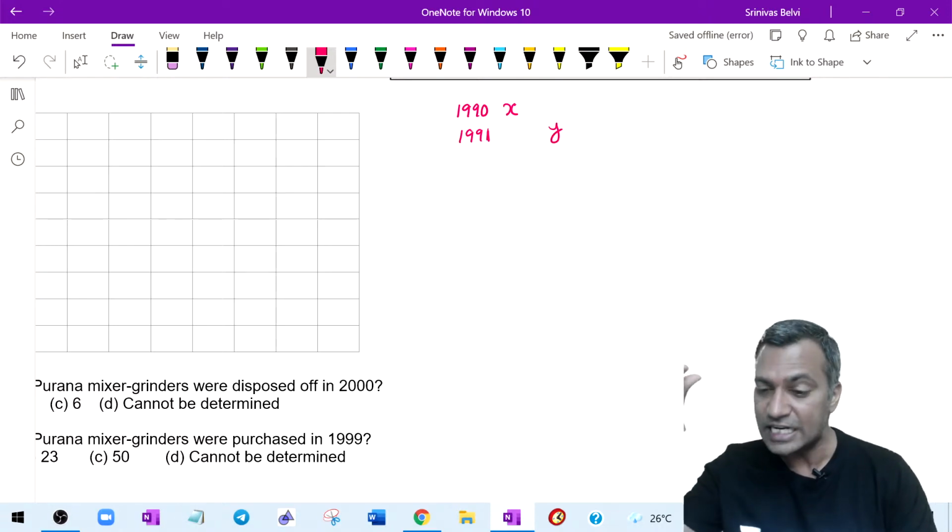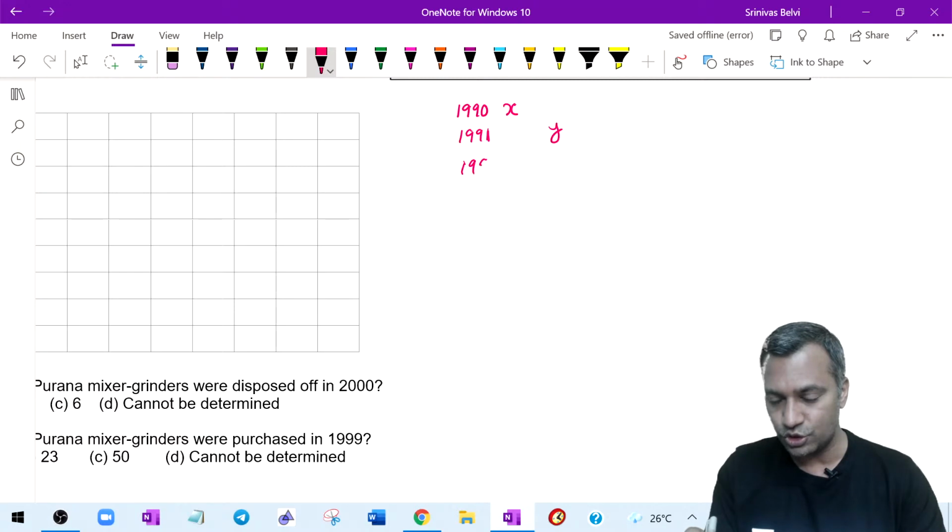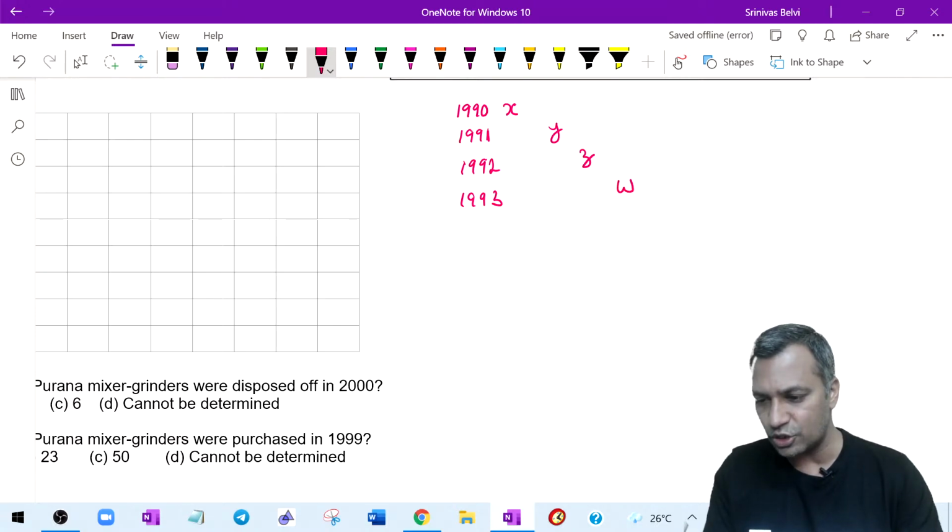Y new were introduced. 1992, again they sold some Z pieces. All were new. All at Z pieces. 1993, they introduced some W new pieces. All of them new. These are new.